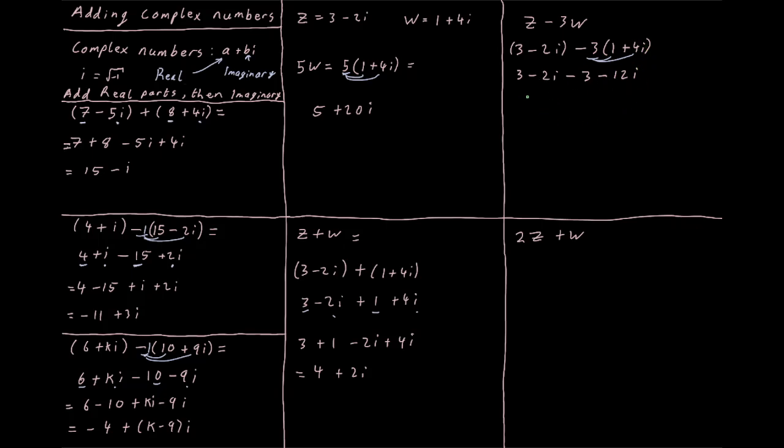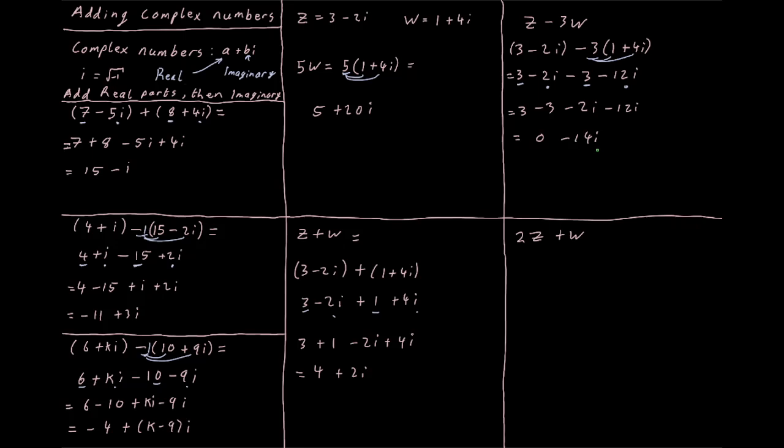Now we can gather together our real and imaginary parts. So we have our real parts are 3 and minus 3. Our imaginary parts are minus 2i and minus 12i. So I gather together my real 3 minus 3, and my imaginary is minus 2i minus 12i, and I get 0 in the real and minus 14i in the imaginary. And that's as far as I can go.